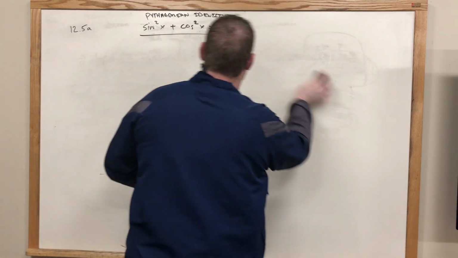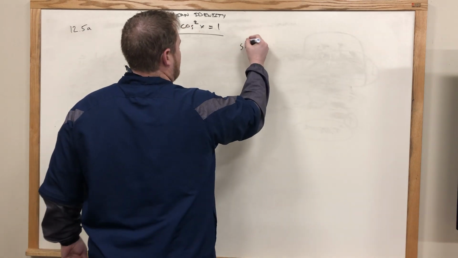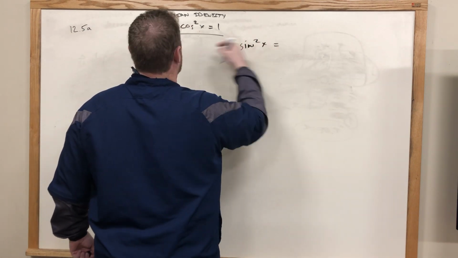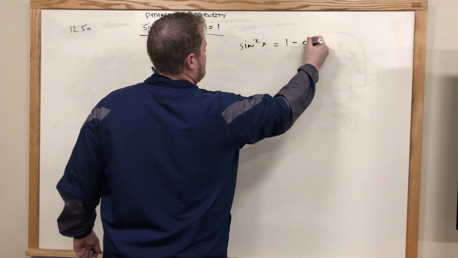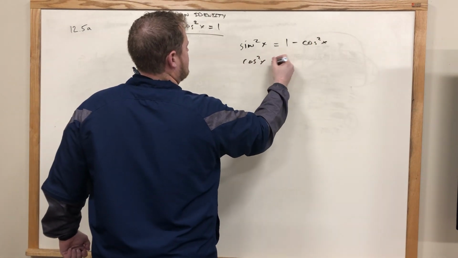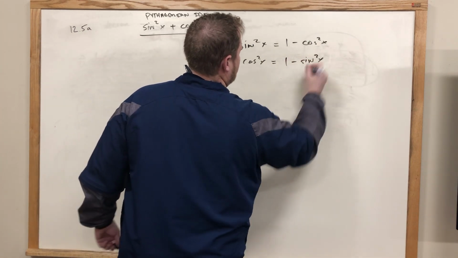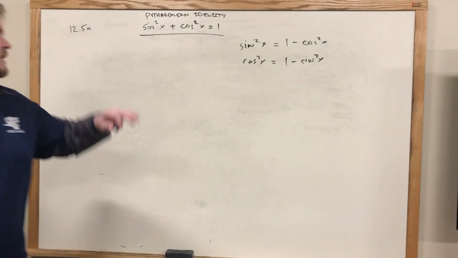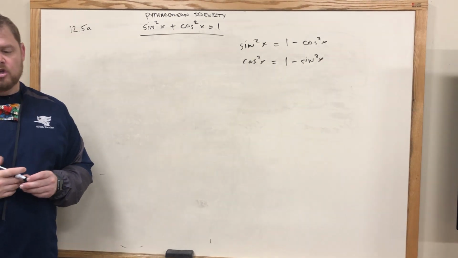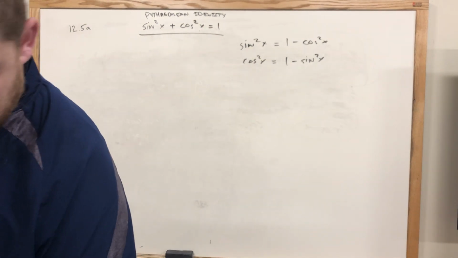What's another way to write that Pythagorean identity? Sine squared x equals 1 minus cosine squared x. Cosine squared x equals 1 minus sine squared x. So that's another way of writing the Pythagorean identity. Remember that as you look at these different things and see them coming up.